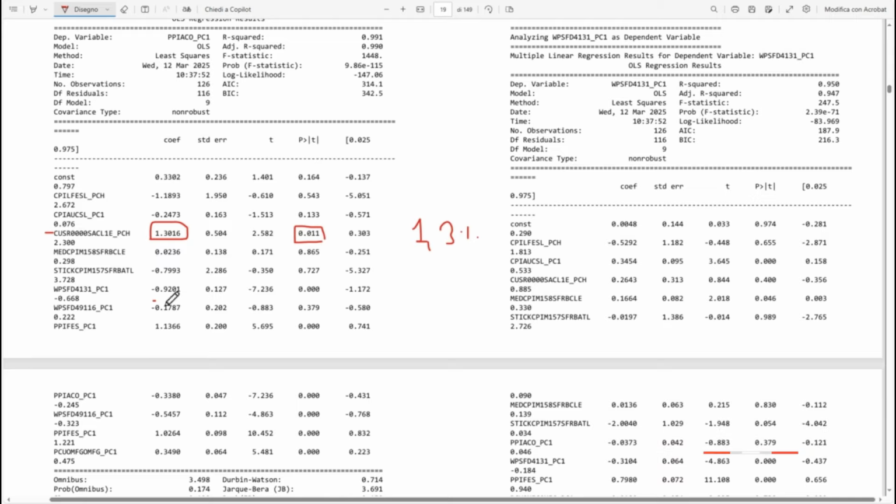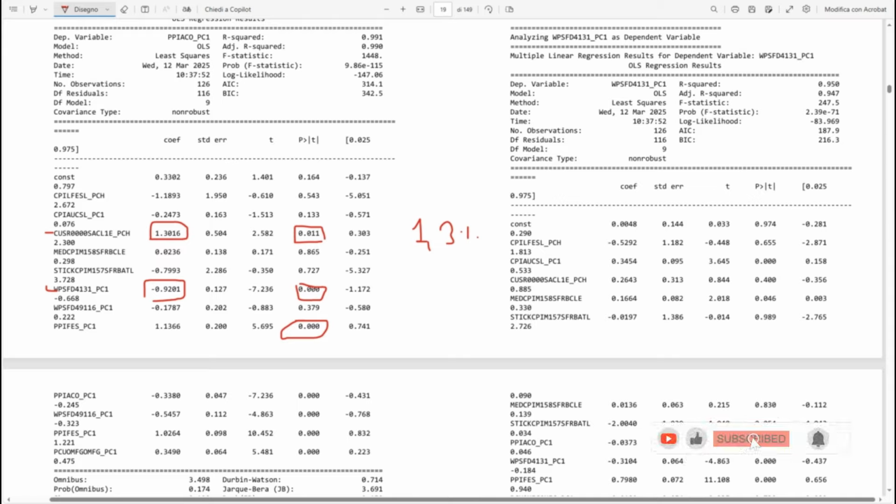And instead we have a negative coefficient here for these two. No, a negative coefficient for this one, which is a core PPI measure. Let's see if I find the exact name for that.